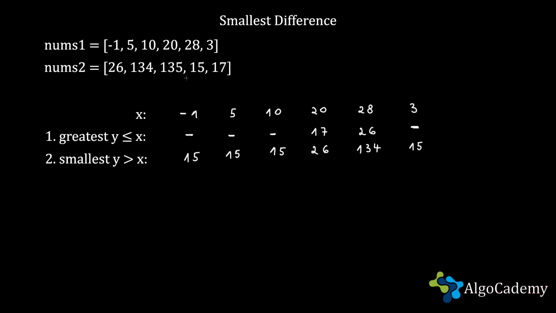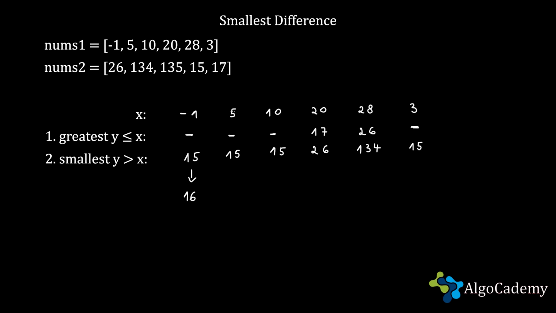For our example, for every value of x from nums1, I've written the greatest y less than or equal to x, and the smallest y greater than x. For -1, we have no value in the second array which is less than or equal to -1, but we have all the values which are greater than -1, and the smallest one is indeed 15. So the smallest absolute difference from -1 is 15 minus -1, which is 16. And indeed, why would I take a number which is even greater than 15? The absolute difference is just going to get greater and greater.